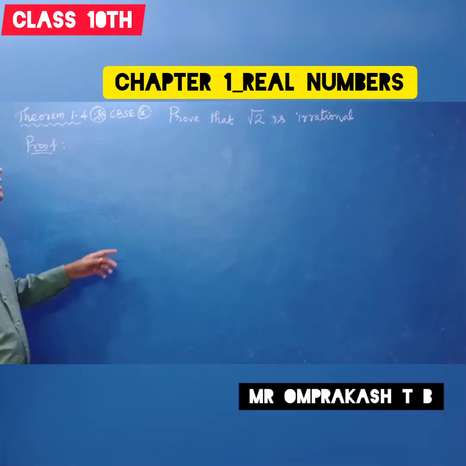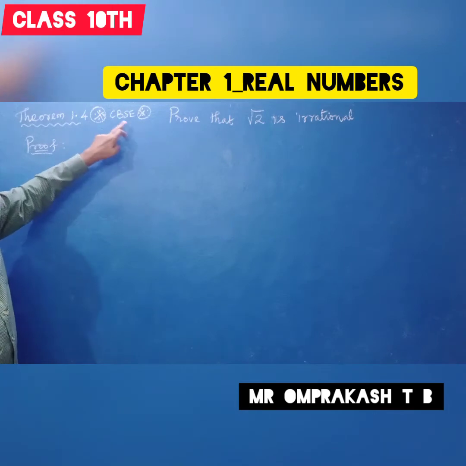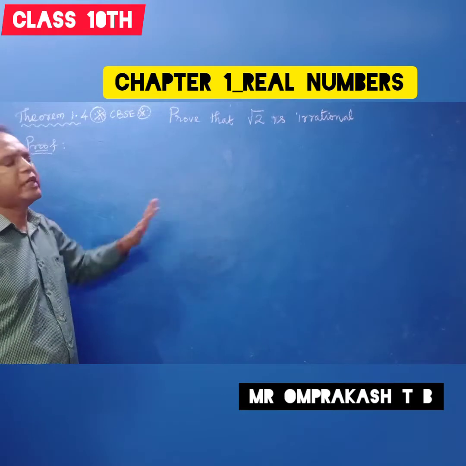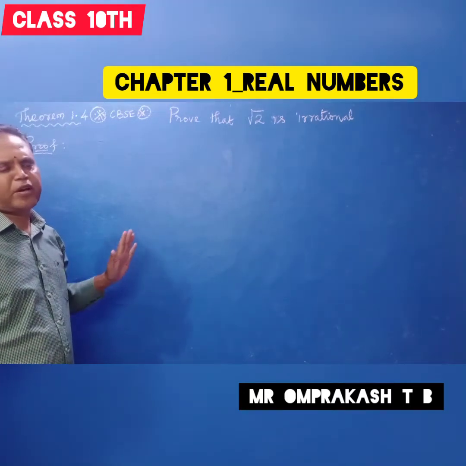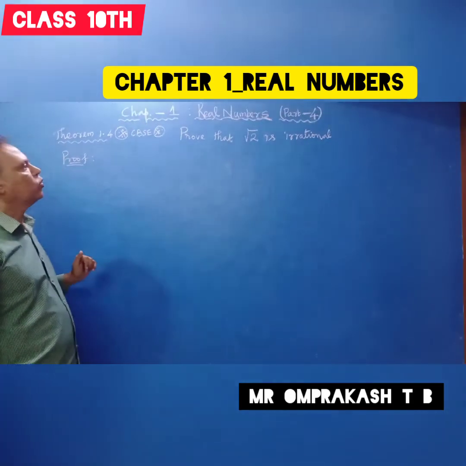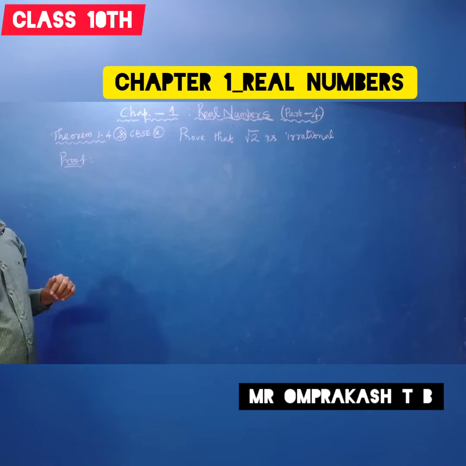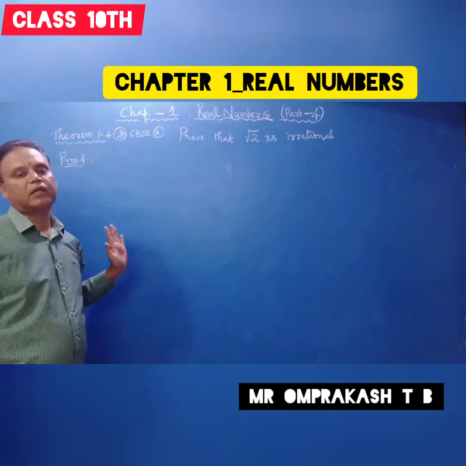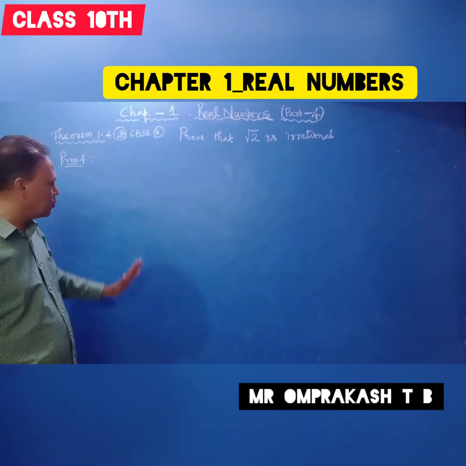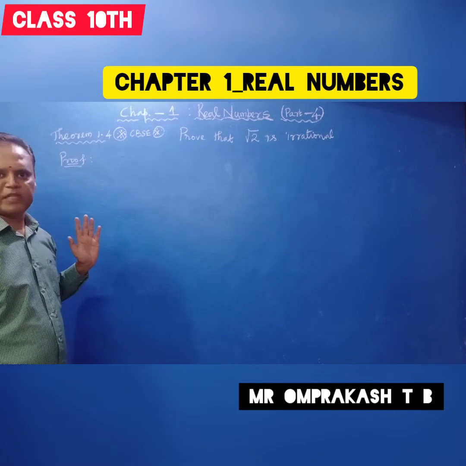Next we will see Theorem 1.4. A very, very important problem. This theorem is very, very important for CBSE. Prove that root 2 is irrational. This is a repeated question. Understand? How to prove root 2 is irrational? By using Theorem 1.3 result, we can easily prove it. For this we have to use the contradiction method.